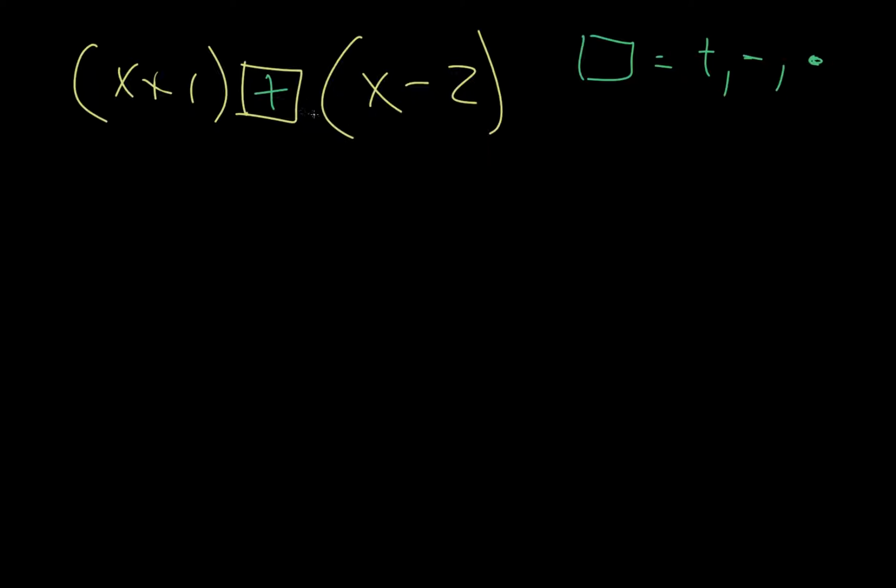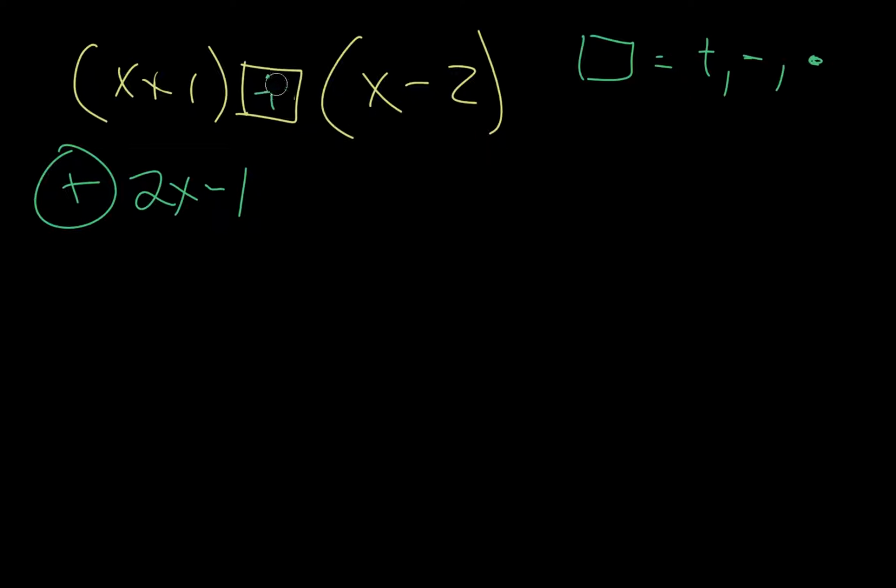We're going to put a plus sign right here, and we just combine like terms. So x plus x is 2x, and then 1 plus negative 2 would be negative 1. And so that would be my addition answer.